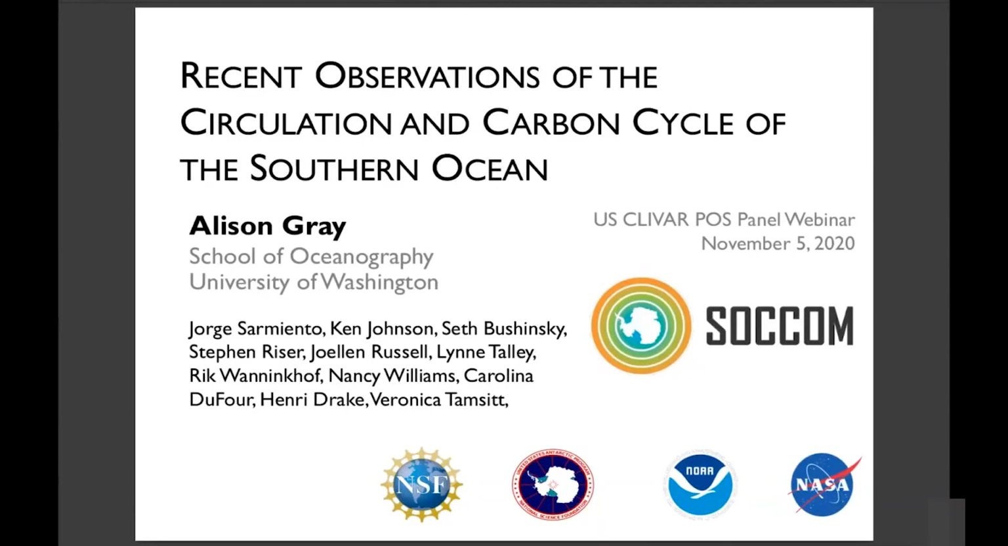So it's my pleasure to introduce Alison Gray today. She started working as an assistant professor at the University of Washington in 2017. She got her PhD in physical oceanography from the University of Washington in 2014. Her research focused on ocean circulation and its impact on the physics and chemistry of the climate system. And she uses a multitude of observations, including profiling floats, gliders, and ships, as well as satellite. And today she's going to give us a presentation on recent observations of the circulation and carbon cycle of the Southern Ocean. Thank you so much, Alison.